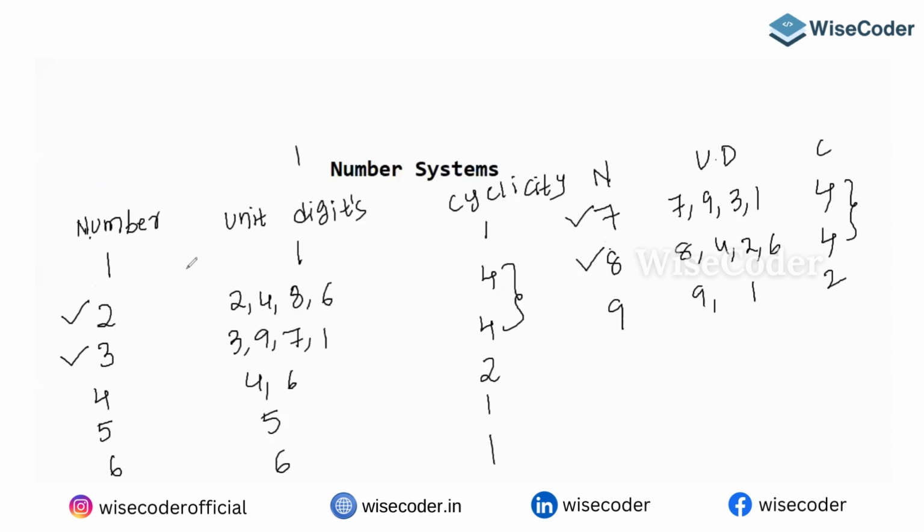So I can group the numbers 2, 3, 7, 8 as one group. 4 and 9 will be one group. The remaining numbers 1, 5, 6 will be the other group.